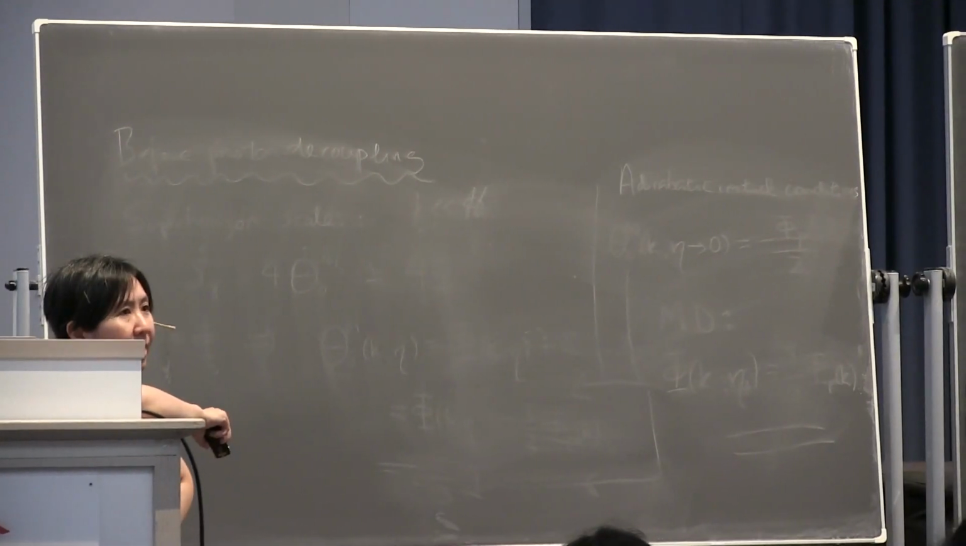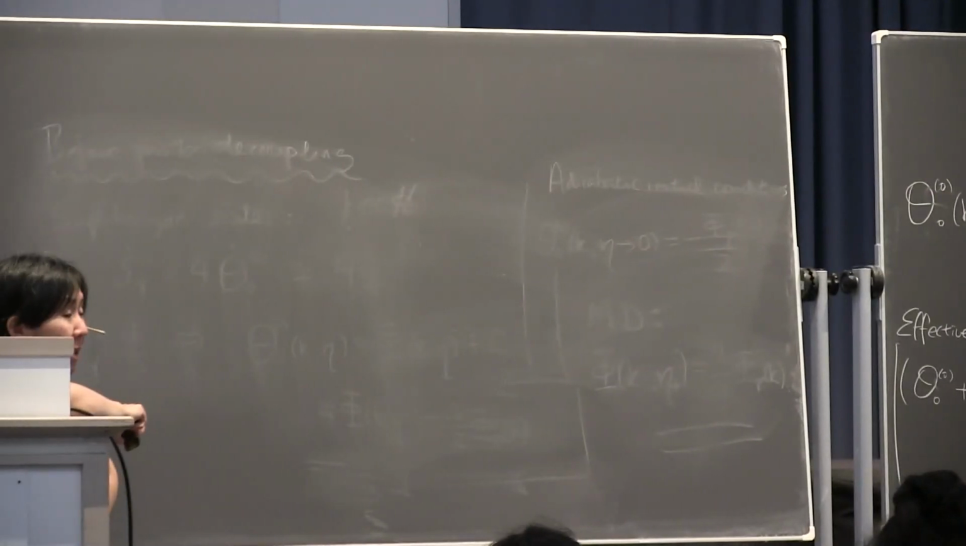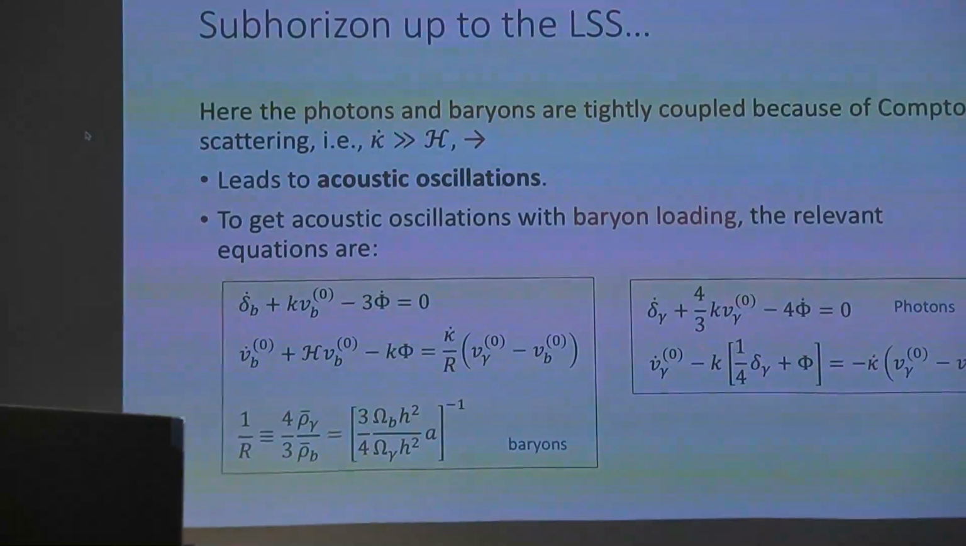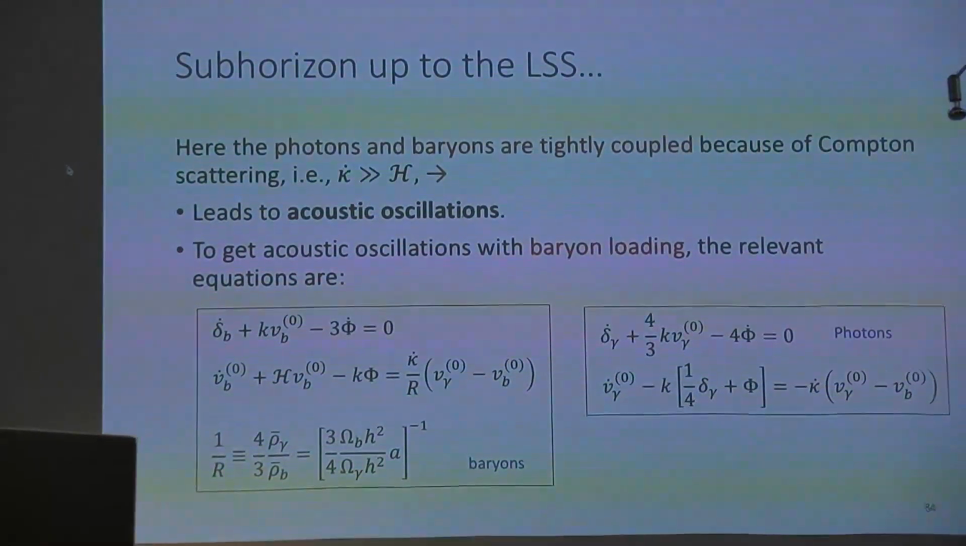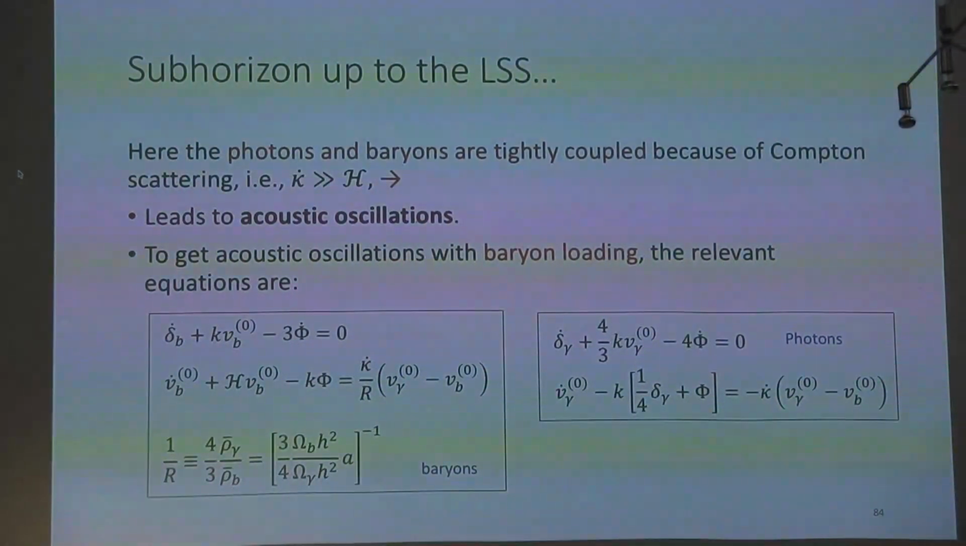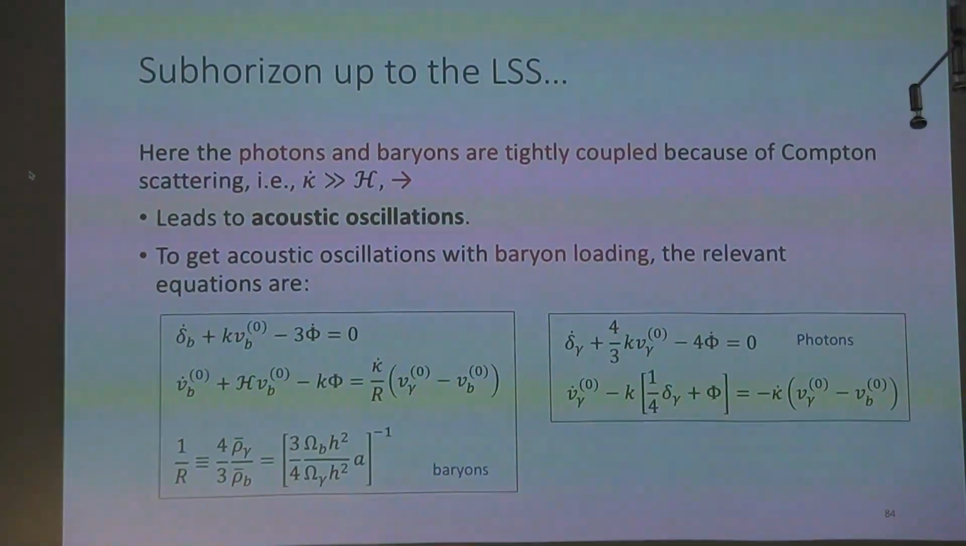Now, yesterday we looked at a simplified form of the acoustic oscillations. We just took the photon equations of motion, which are over here, over there, and then we assumed that the photon velocity and the baryon velocity are exactly the same.